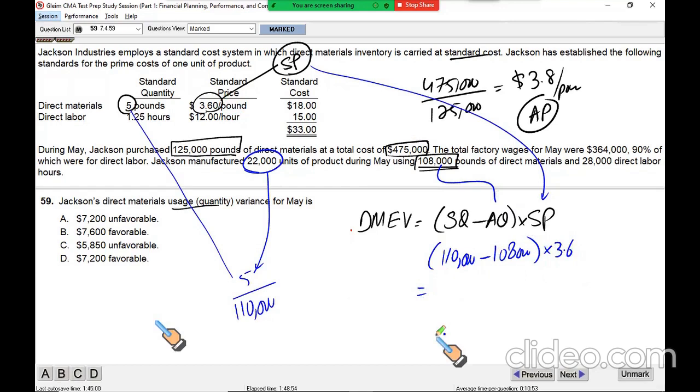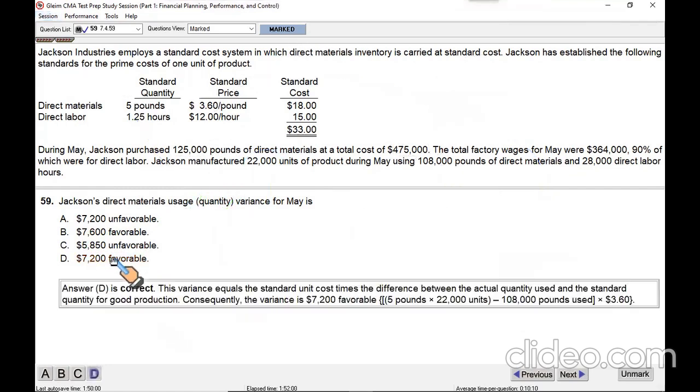So I believe here you will have a favorable variance of, if you calculate this, you will see it comes out to be positive 7,200, because you were supposed to use 110, but you only used 108. You used less material. That's why usage variance, or quantity variance, or efficiency variance, it is favorable 7,200, and that makes D the correct option. And it should be D.